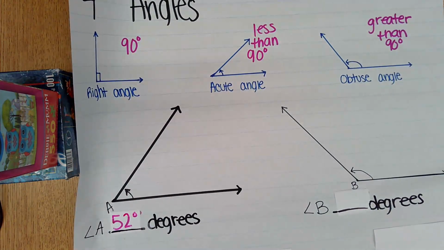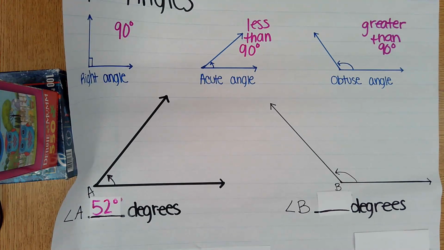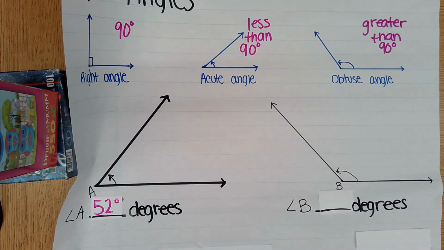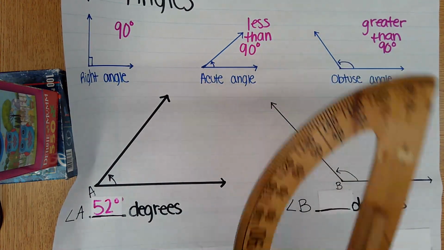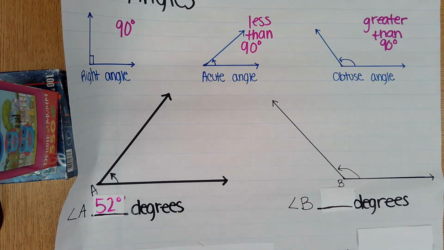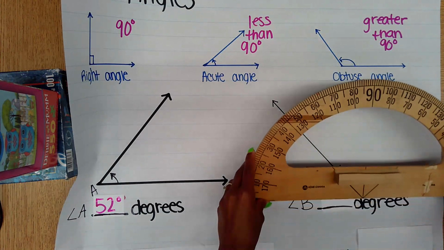All right. Looking at our next angle, I can again tell this is going to be an obtuse angle because if I imagine my 90 degree line right here, my angle is definitely past that, and this is going to be angle B. So we are going to figure out how many degrees angle B is.